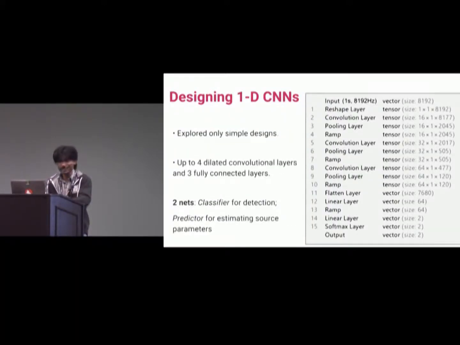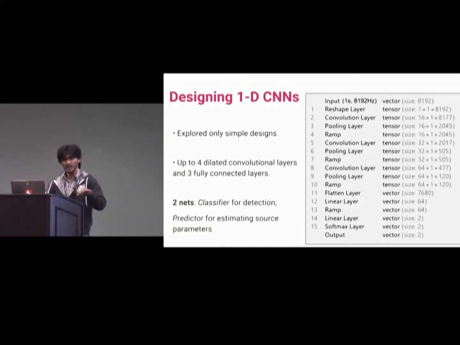Here is one of the 1D convolutional networks that we use. We randomly tried up to 4 convolution layers, and we did a hyperparameter sweep. We designed 2 networks which are very similar. The first one is a classifier. It tells you if there's a signal or not. And if the classifier says yes, then you have a second network with a similar architecture that will predict the masses of the black holes that produced the signal. So it's a set of 2 neural networks.